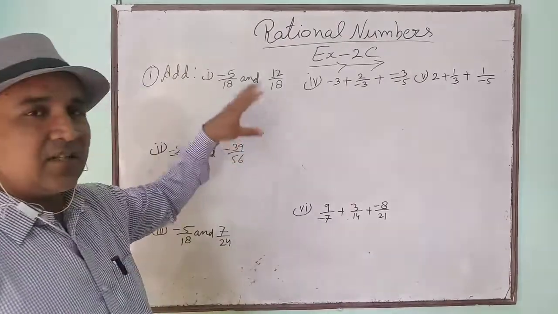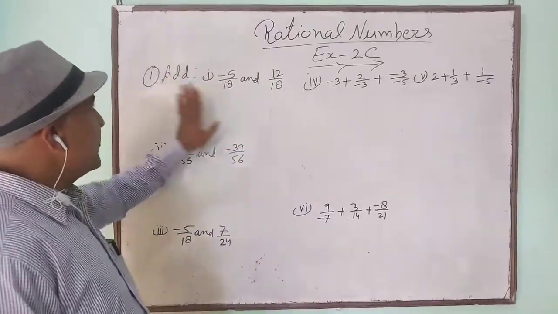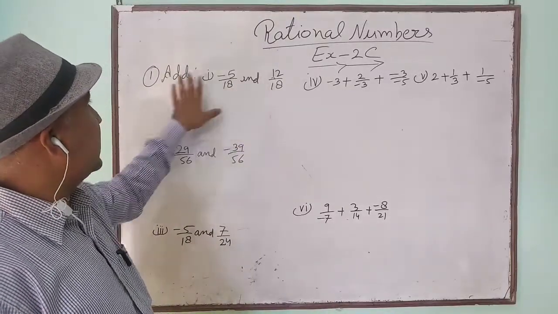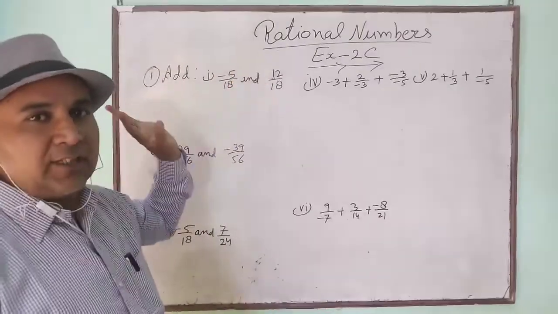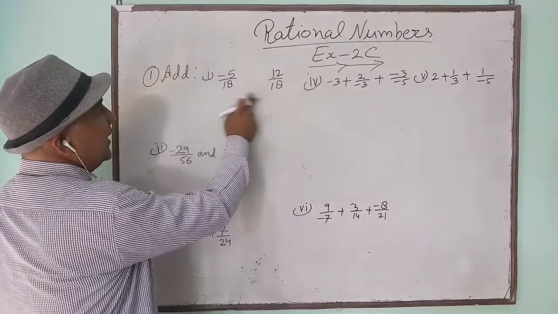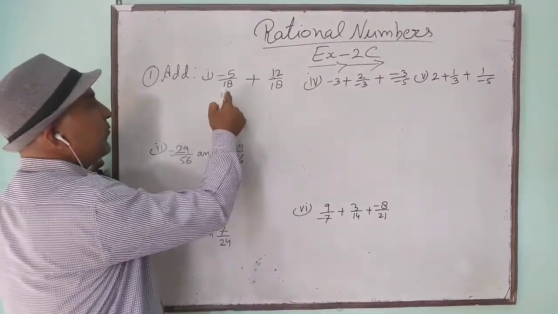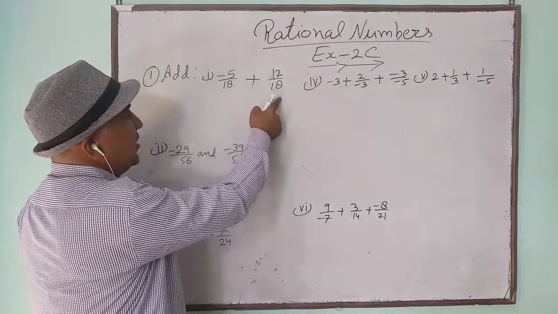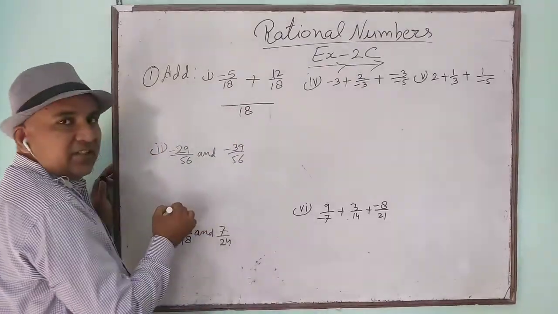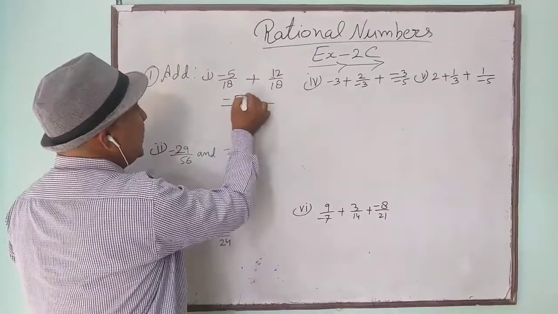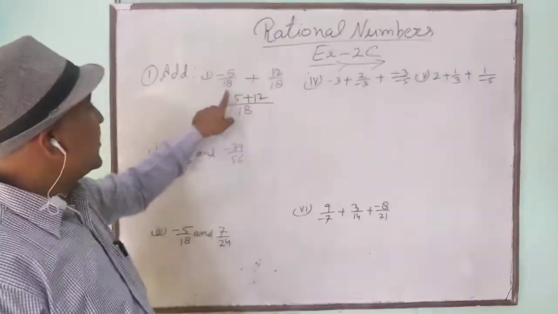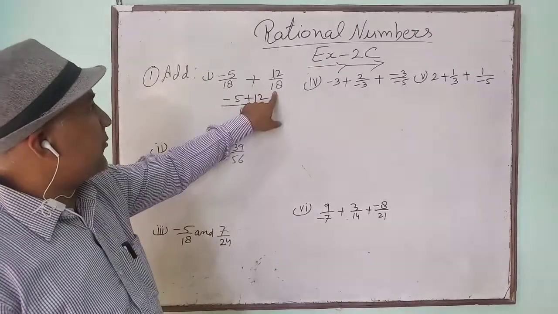So see, I have written some questions. I am going to explain one by one. See this, minus 5 by 18 should be added with 12 by 18. That is our question. Actually, we have to add all the rational numbers. So in the first part, when we have to add any two rational numbers, then first we check the denominator. If the denominators are equal, then numerators are added. But actually, the real method is we take the LCM of the denominators.